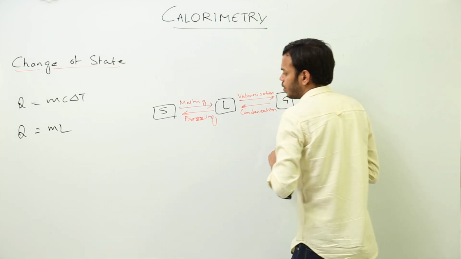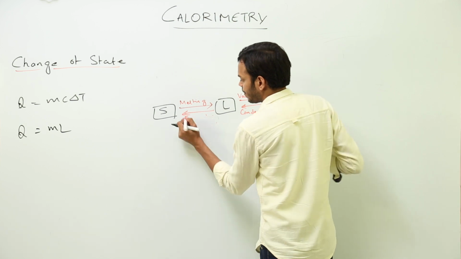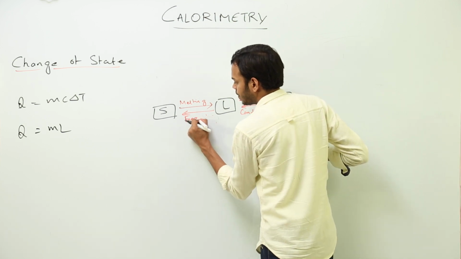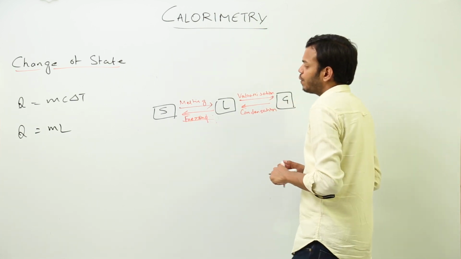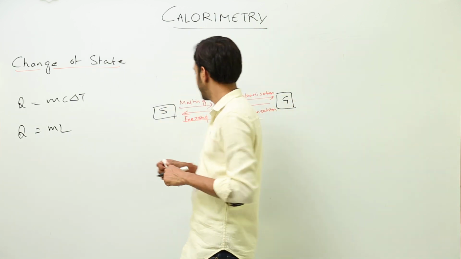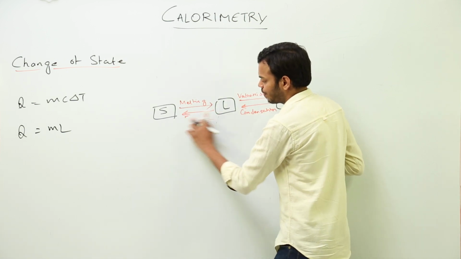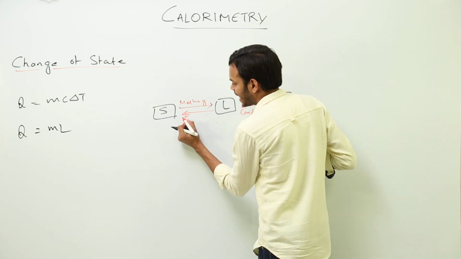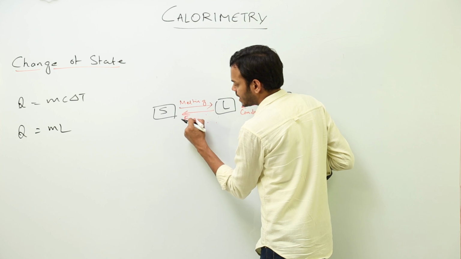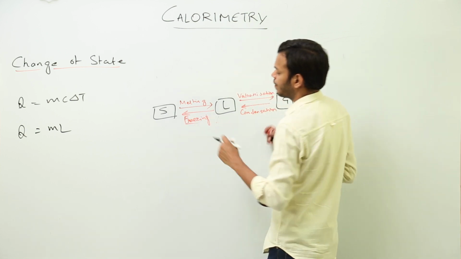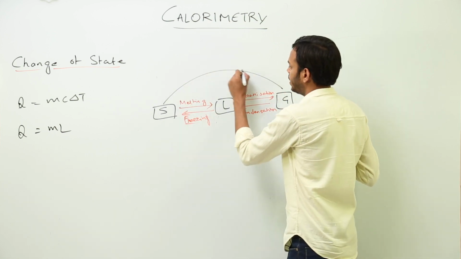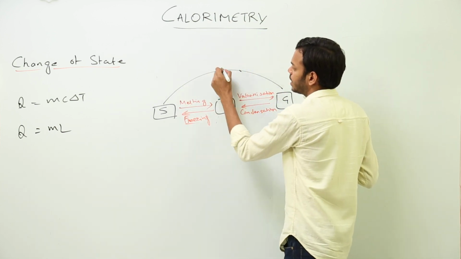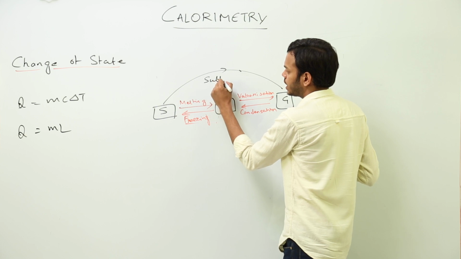Now, let me write the spelling again. F-R, freezing. Before going forward, I want to write it right. I thought I made some mistake. Now it's right, freezing. Okay, so solid to gas, the process would be, name it, this is called sublimation.